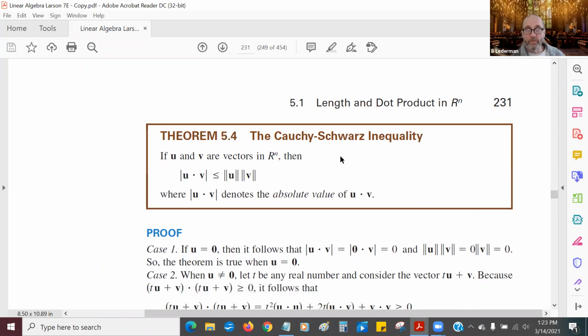So this brings us to the famous Cauchy-Schwarz inequality, that if u and v are vectors in Rn, then the absolute value of u dot v is less than or equal to the magnitude of u times the magnitude of v, and here, this means the absolute value. See, the double lines here means magnitude.